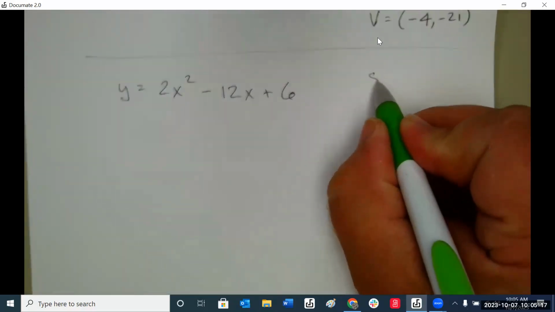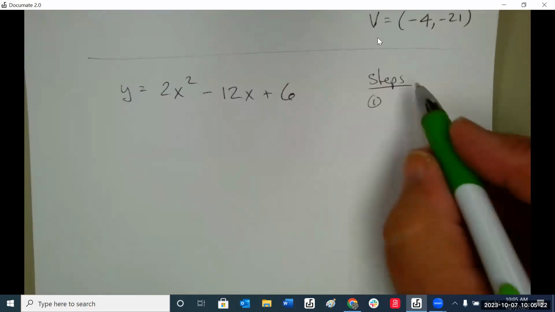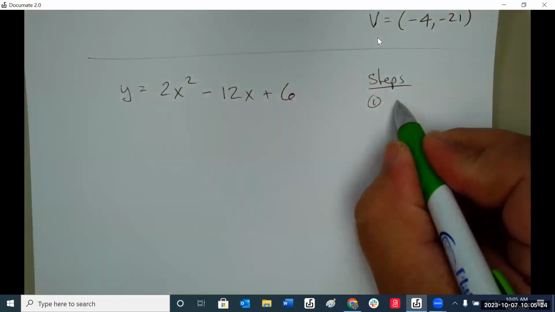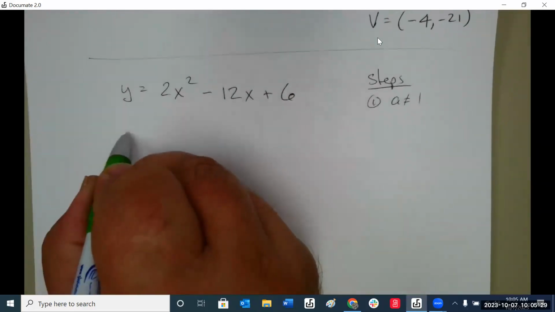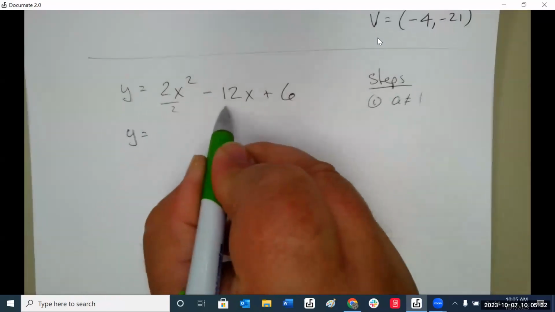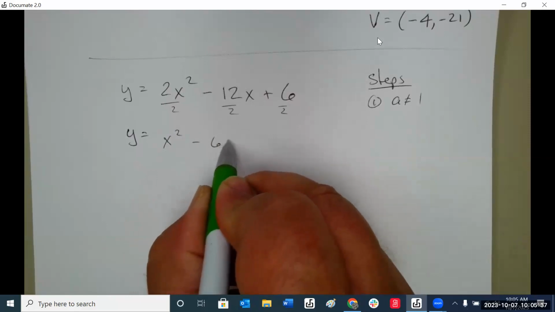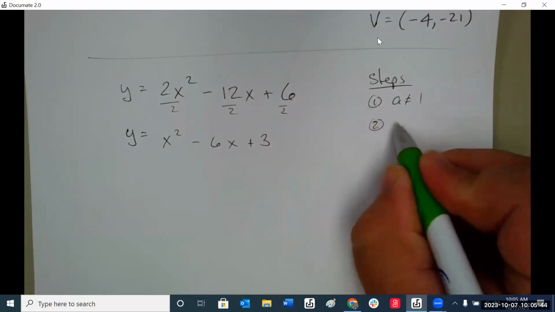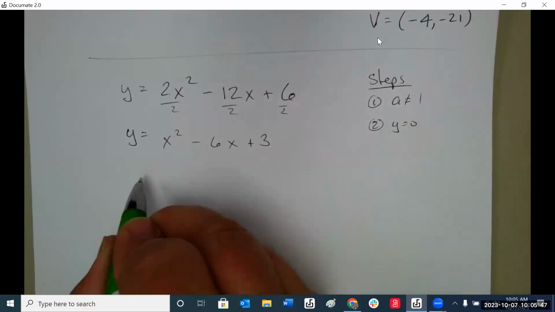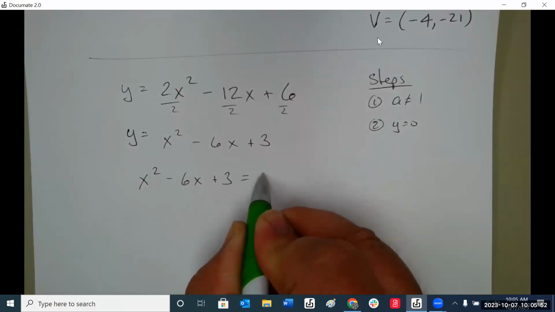So remember, first step, since a is not equal to 1, divide everybody. So divide by 2, divide by 2, divide by 2. We have x squared minus 6x plus 3. Set equal to 0. So we have x squared minus 6x plus 3 equals 0.